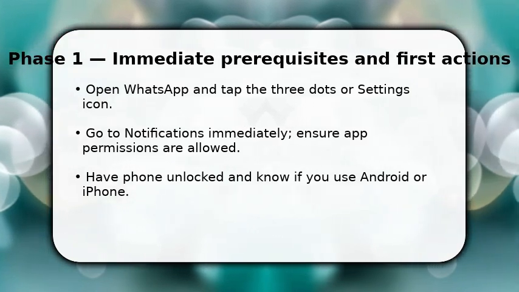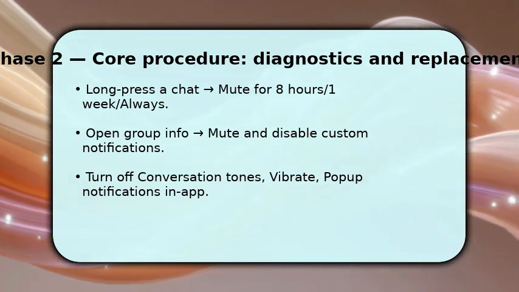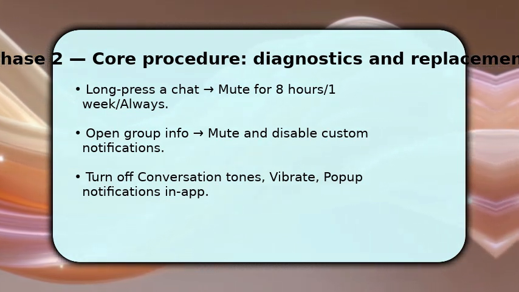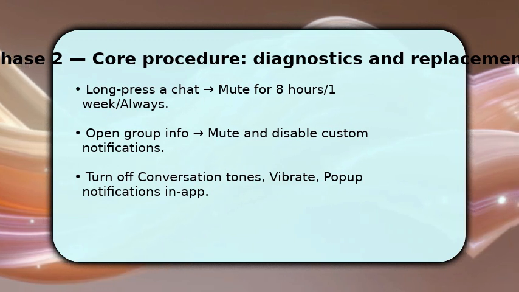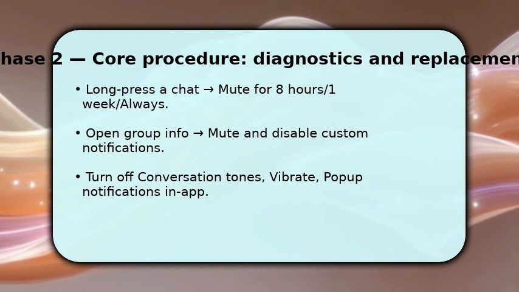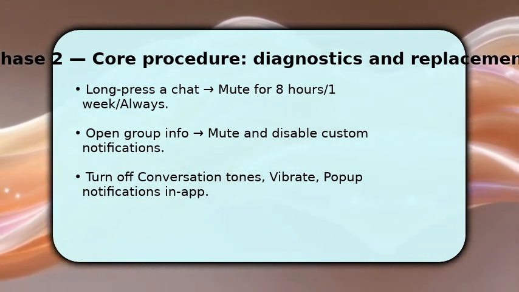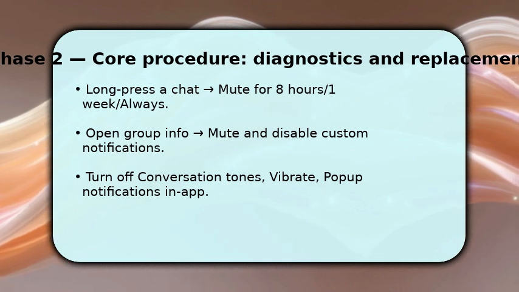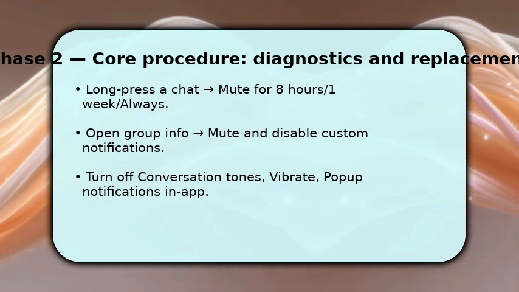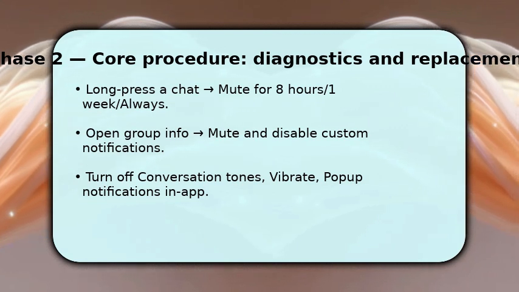Don't skip this. Now mute the conversations that bother you. Long press any chat and choose mute for 8 hours, 1 week, or always. Once done, open each group's info and disable custom notifications so group overrides stop. Make sure you also turn off conversation tones, vibrate, and pop-up notifications inside WhatsApp. These are common culprits. If you want fewer interruptions, combine in-app muting with disabling pop-ups because local settings can override system silence and keep sending sounds or banners if left enabled.